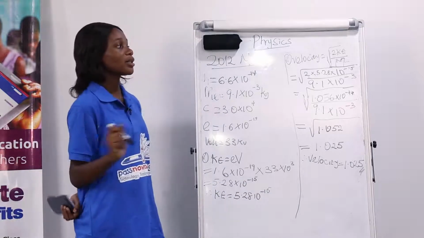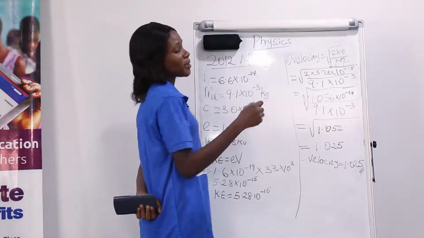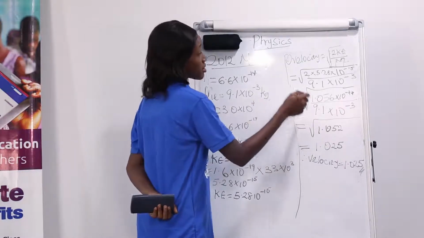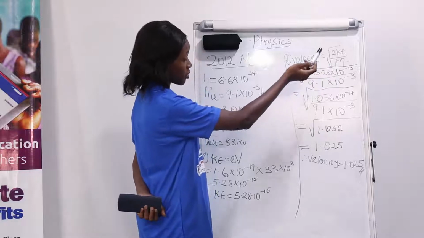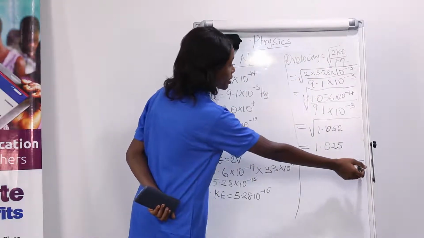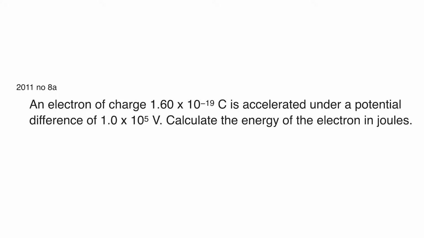The second question was to calculate our velocity. And to calculate our velocity, it is 2 multiplied by the kinetic energy divided by the mass, the square root. After inputting the parameters into the formula, you have 1.025 as the velocity. Our next question is taken from the year 2011, number 8A.